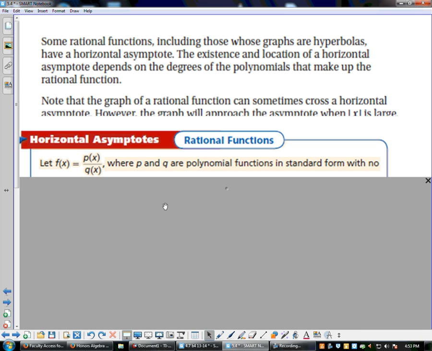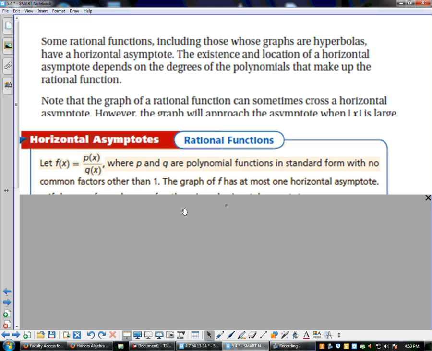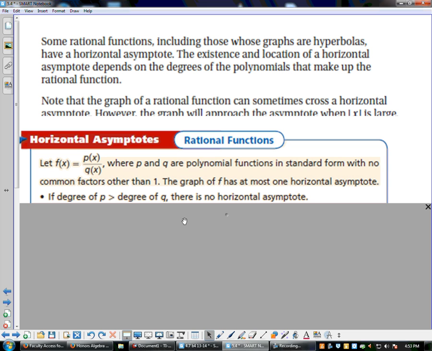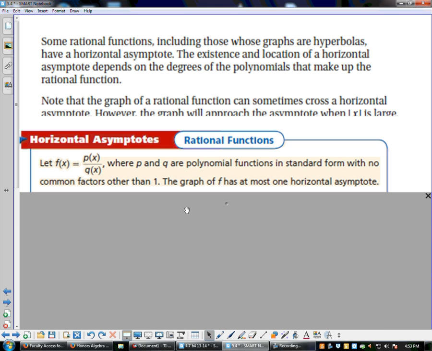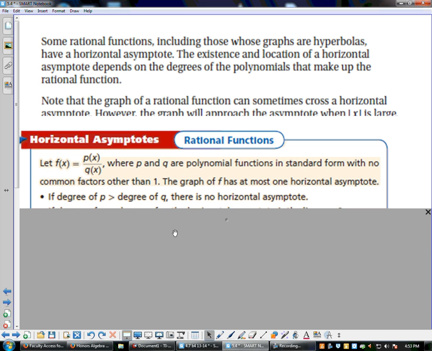This is how to find horizontal asymptotes. So let's let f of x equal p of x over q of x, where p and q are polynomial functions in standard form with no common factors other than 1. The graph of the function f has at most one horizontal asymptote. So that means there may be a horizontal asymptote or there may not, but there will be no more than one. So every rational function either has one horizontal asymptote or none.